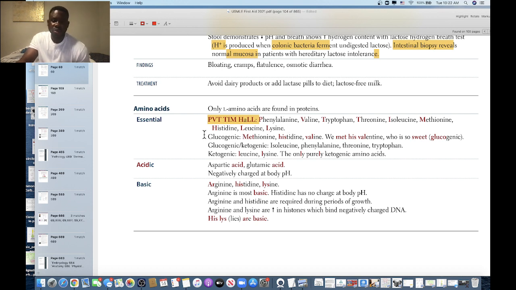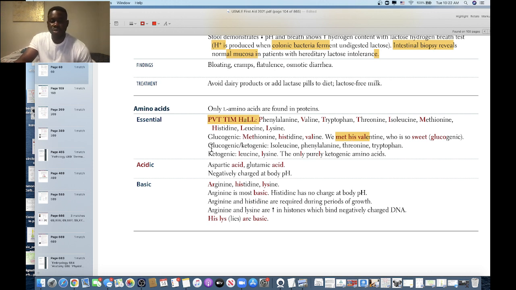Now, we have the glucogenic ones, those that can be used to make glucose: methionine, histidine, and valine. We met his Valentine, who is so sweet. That's glucose. So we met his Valentine. Valentine is sweet. So methionine, histidine, and valine.